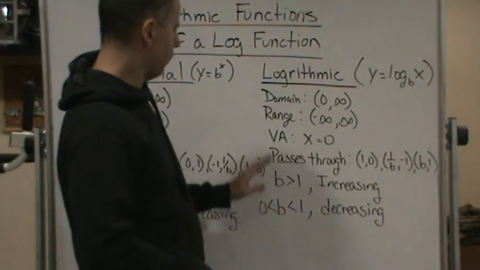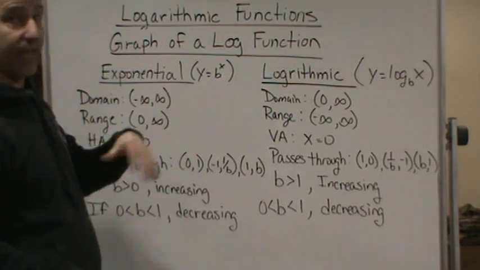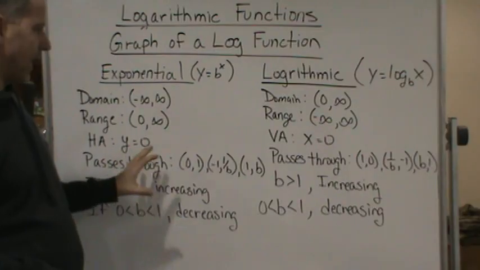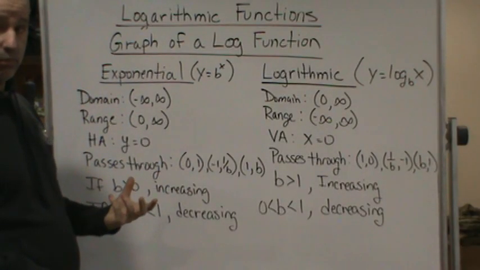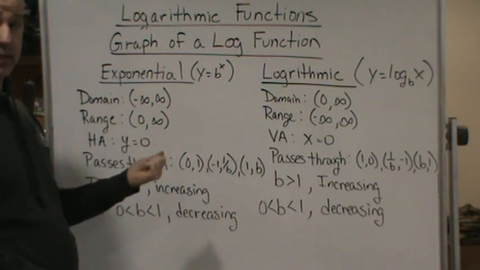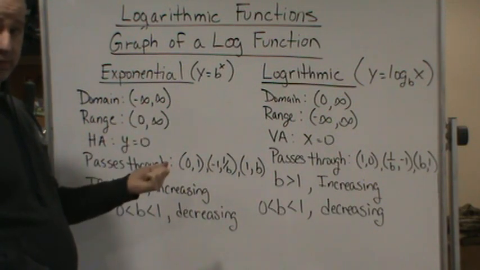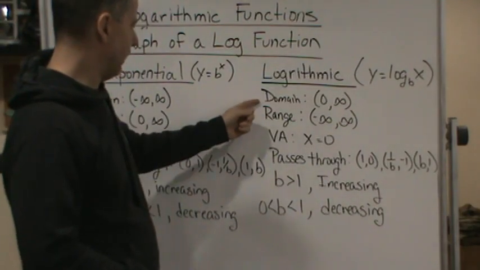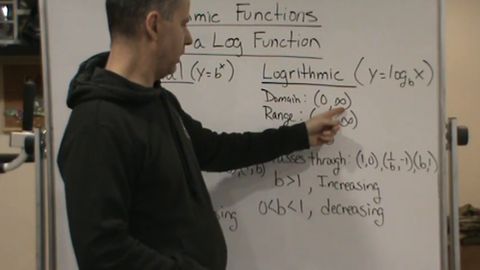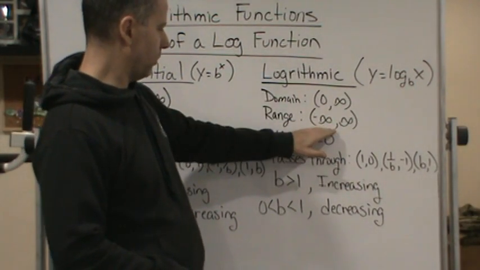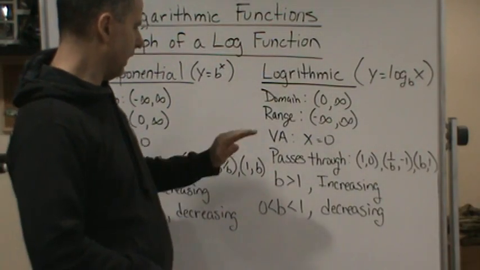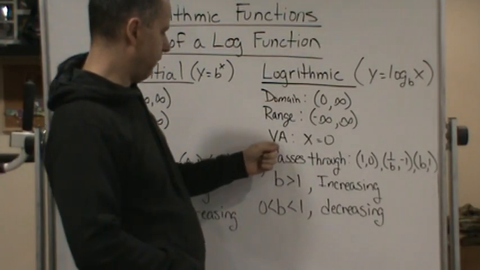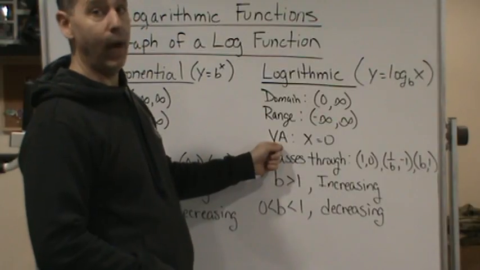Okay. Now, what about logarithmic? Keep in mind, logarithmic functions are inverses, so these are inverse functions of each other. What's going to happen is the domain and the range are going to switch. And so it's a reflection across the line y equals x, the identity function. Here, the domain is going to be from 0 to infinity. The range is all real numbers, negative infinity to positive infinity. Instead of there being a horizontal asymptote at the x-axis, there's a vertical asymptote at the y-axis.